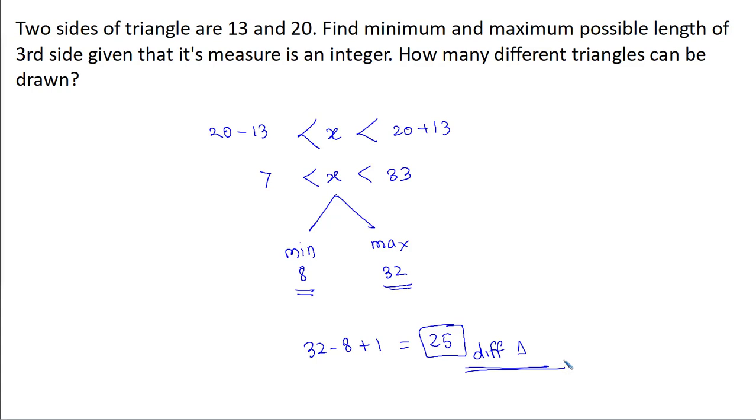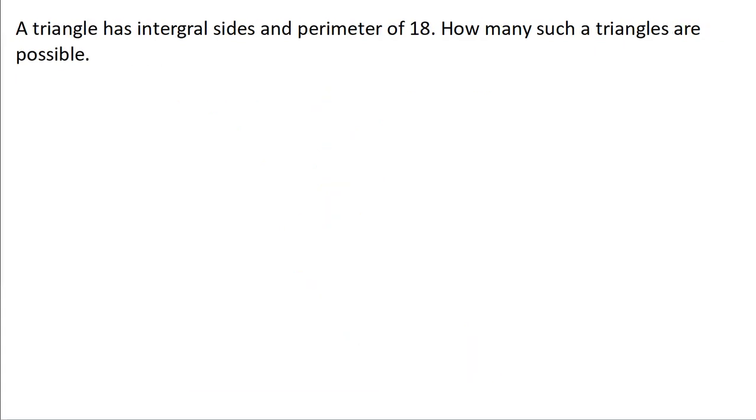Okay, after this let's move ahead. Let's go to the next question. The next question is: a triangle has integral sides and the perimeter of the triangle is 18. Okay, so how many such triangles are possible? The perimeter of a triangle means the sum of all three sides.